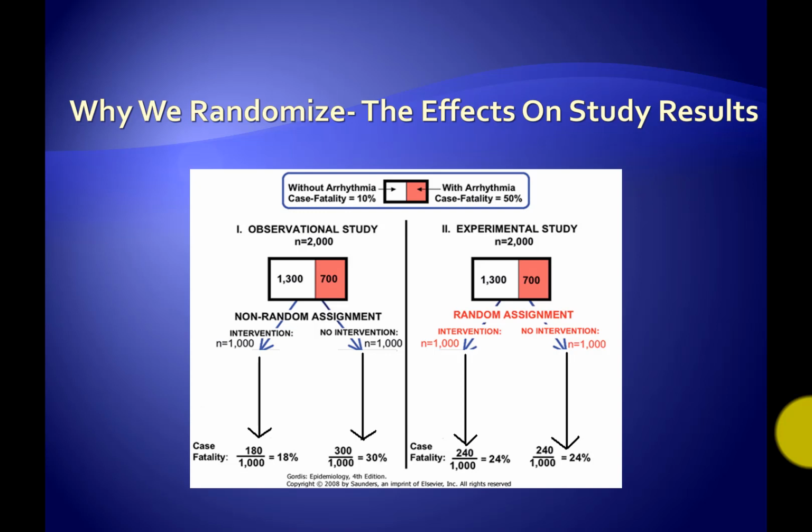On this figure that shows you patients with and without arrhythmia, I want you to pay attention to the differences in the assignment of the groups between observational and experimental study group. Non-randomized studies do not usually have equal intervention groups. As you can see, both studies start with an adult population of 2,000, but with the non-randomized design, you end up having a much smaller intervention group. With randomized trials, we have to make sure that our intervention groups are equal with the non-intervention groups.